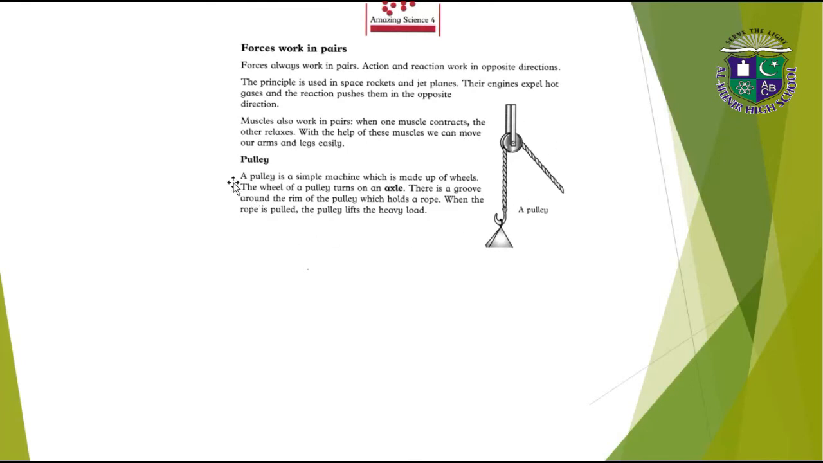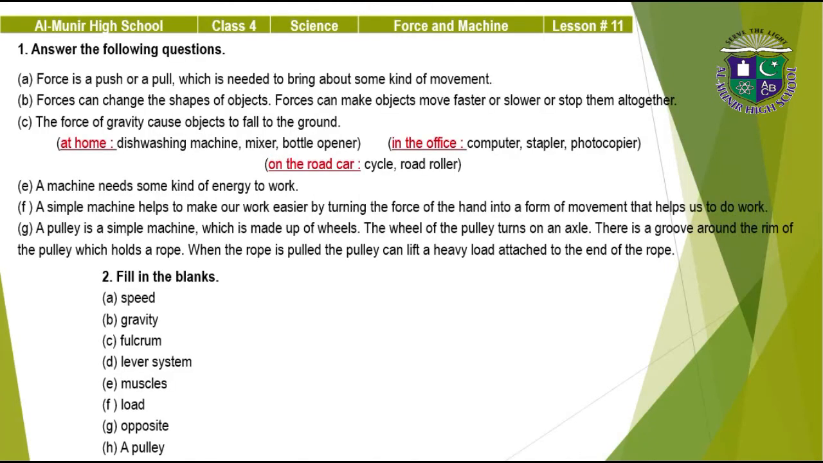Also, in the last, we have a simple machine which is called a pulley, which is made of a wheel. Here we have a wheel. The wheel of a pulley turns on an axle. There is a groove around the rim of the pulley which holds a rope. When the rope is pulled, the pulley lifts the heavy load.